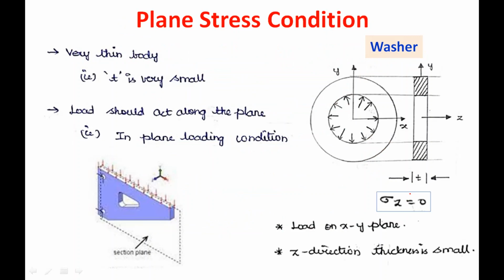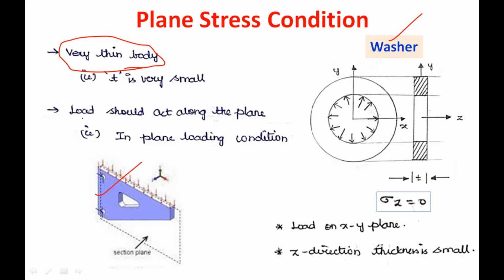First, we will take up the plane stress condition. In some applications, the machine component may have very small thickness. It is called a thin body. In most of the engineering applications, we will come across this type of components where the thickness of the member is very small. The sheet metal component and washer. Here I am showing washer and some structural bracket with a small thickness.